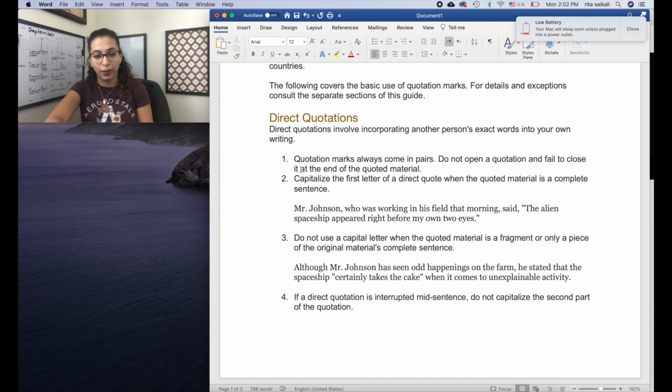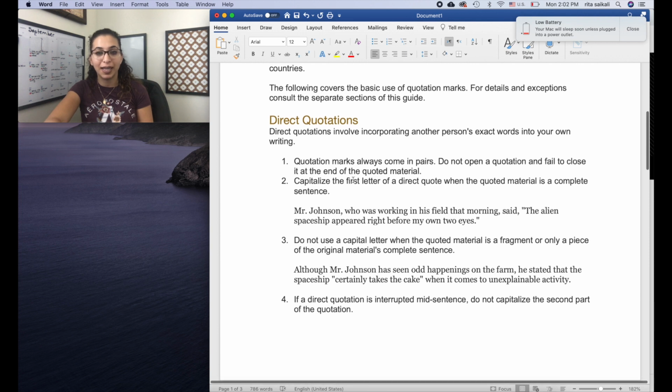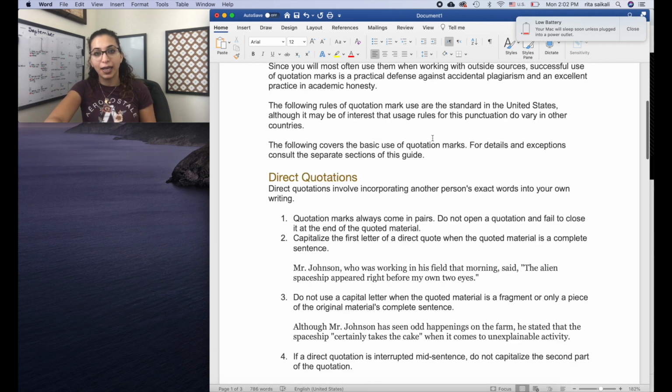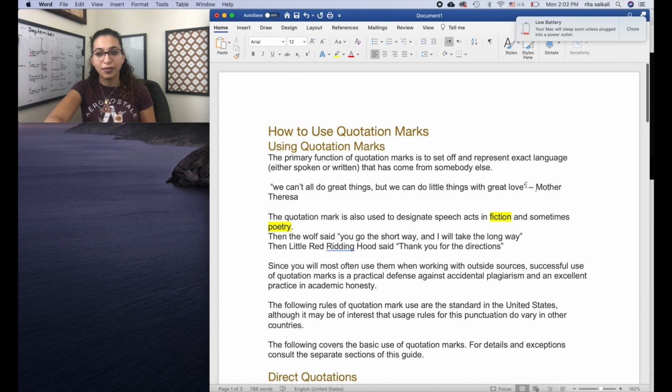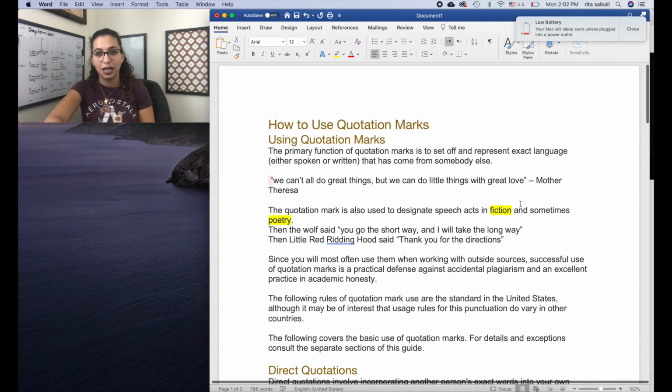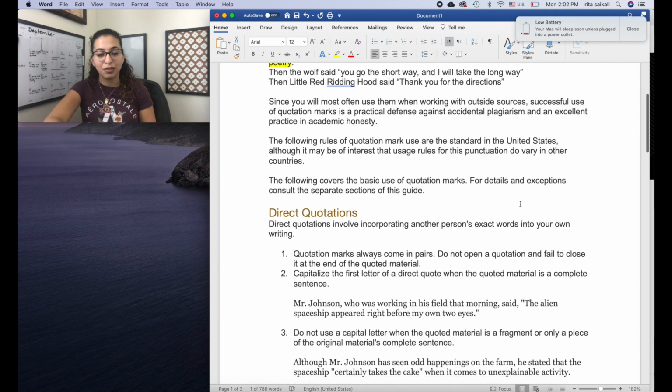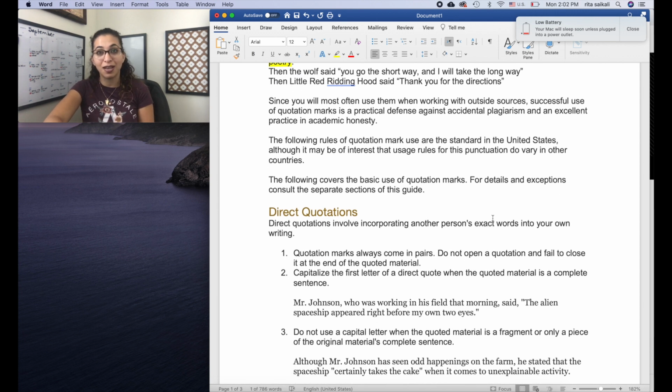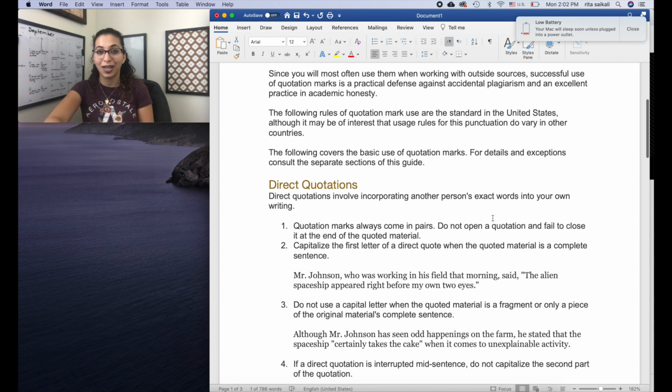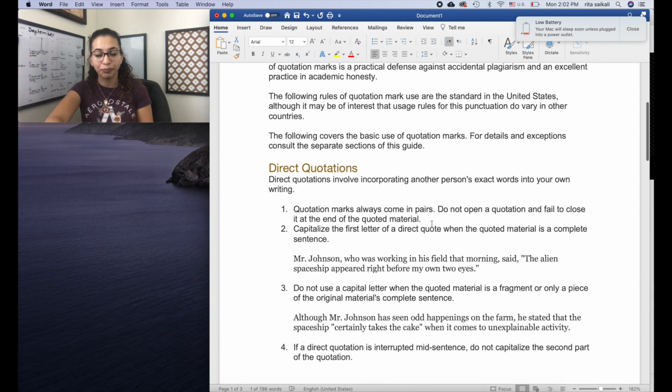Number one, quotation marks always come in pairs. Do not open a quote and fail to close it at the end of the quoted material. Like we said earlier, you have to have the quotation marks at the beginning and at the end. Otherwise, we don't know if the sentence ended. We don't know where your quotation ends unless you use both of them, okay?